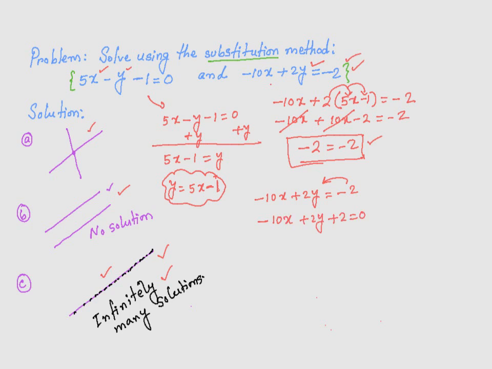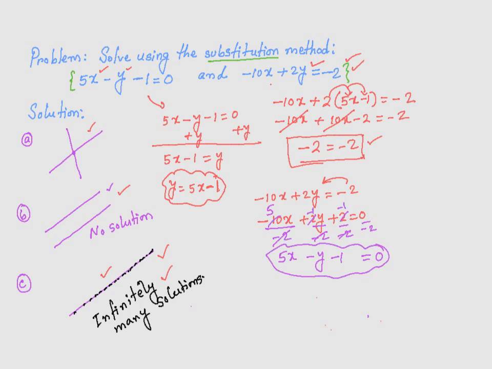Now I divide both sides by negative 2. If I do that, I get the following. On the right hand side, 0 divided by negative 2 is 0. On the left hand side, negative 2 goes into negative 10 five times, so it's going to be 5x. Negative 2 goes into 2 negative 1 times, so it's going to be negative y. And negative 2 goes into positive 2 negative 1 times, so it's going to be negative 1.